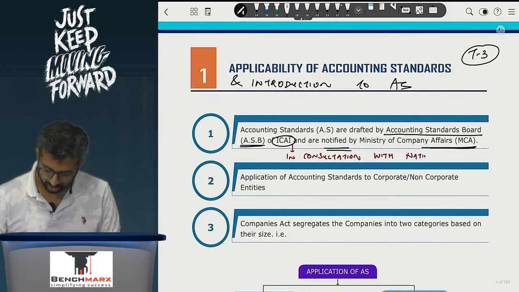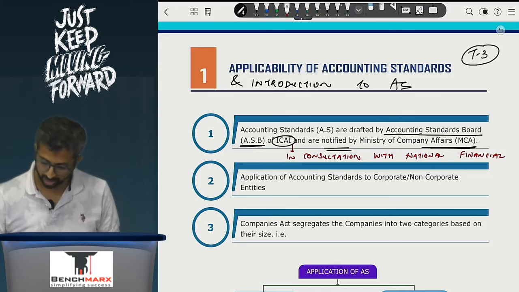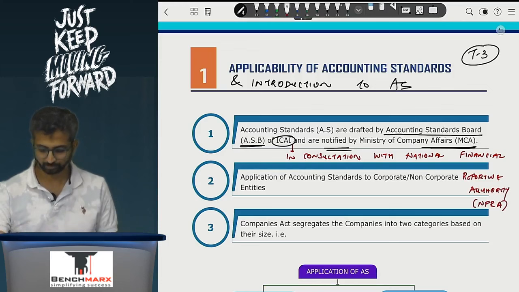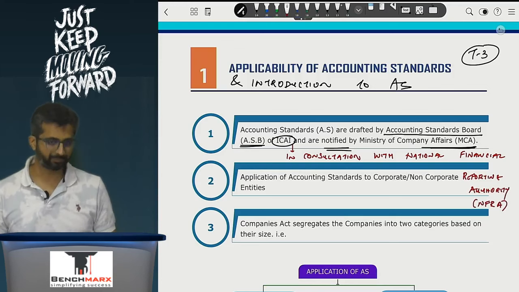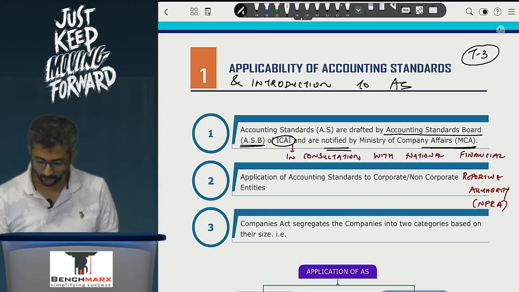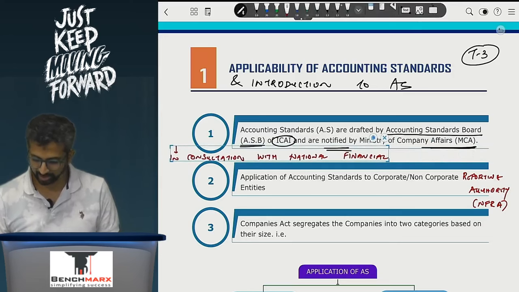National Financial Reporting Authority, in bracket NFRA. Earlier there was no NFRA, just for your knowledge, but in recent times, I am not sure whether you are tracking the news or not, a lot of CAs are getting involved in unnecessary scandals and everything.